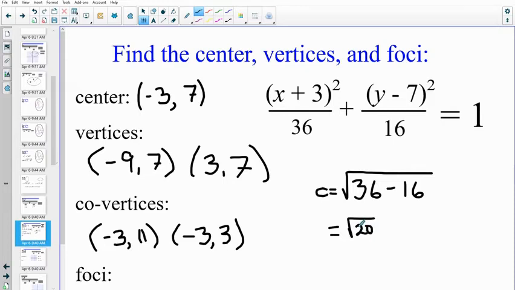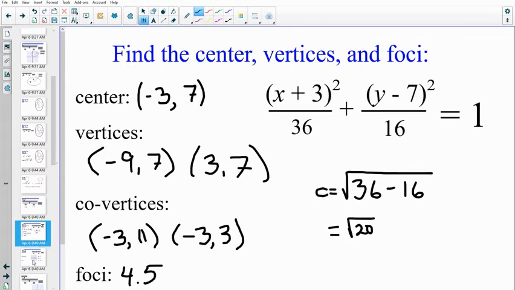And I don't know exactly what that is. It must be 4 point something. Square root of 20, I'm just plugging into my calculator and finding that it's about, I'm going to call that about 4.5. It's 4.472. So now at this point, I found everything that I need to find.